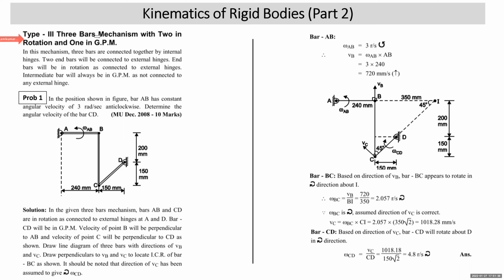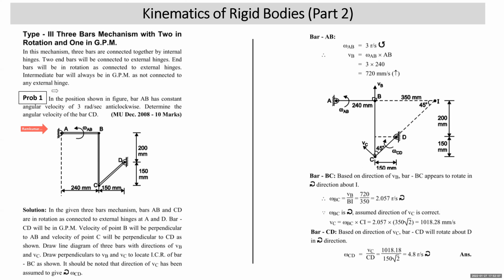The configuration of the mechanism is something like this. At the end, the two bars will be connected to the external hinges. So the two end bars which are connected to external hinges will be in rotation. Like you can see in problem number 1, bar AB is in rotation since it is connected to an external hinge. Bar CD will be in rotation since it is connected to an external hinge at D, and the middle bar BC will be in general plane motion in this type of problem, because the middle bar will not be connected to any external hinge.